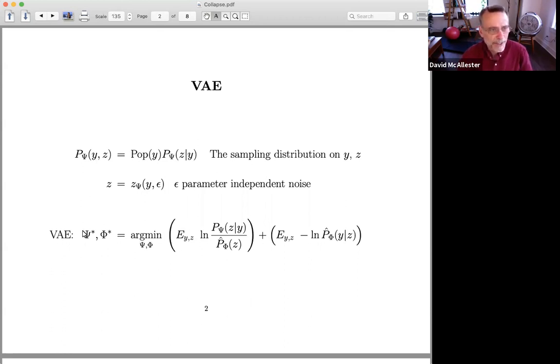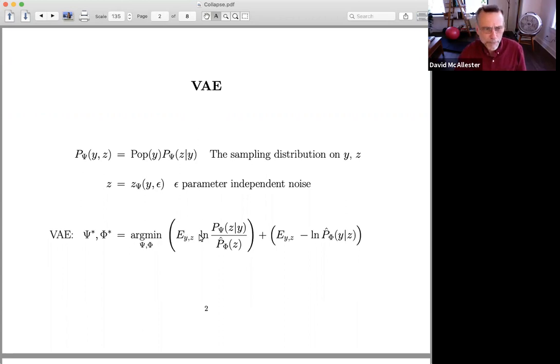I'm going to jump down here. This is the VAE objective function. In this case, I'm writing psi for the parameterization of the encoder, and I'm writing phi for the parameterization of the other parts of the model. Now, in the standard presentation of variational autoencoders, they focus on these two pieces, a prior on Z and a posterior on Y given Z. These two pieces together define a different joint probability on Y and Z, a model joint probability that's not defined directly by the population. But here I'm focusing on the sampling joint distribution.